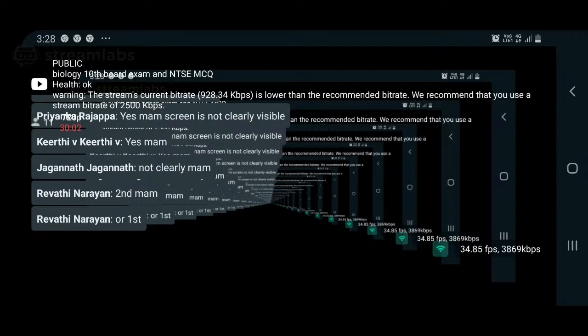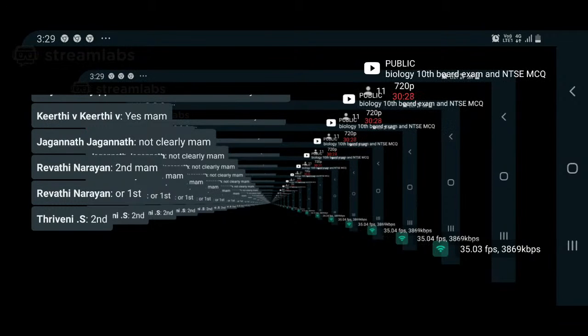Okay, someone gave option 2, which is wrong. It should come A, D, B, C. A is greater than D, D is greater than B, B is greater than C. Option 4 is the right answer. A is the tallest, A is greater than D, D is greater than B, B is greater than C. Okay, we'll move on to the next question.